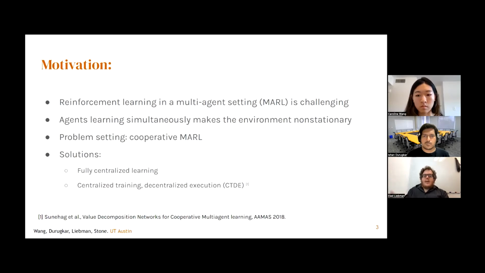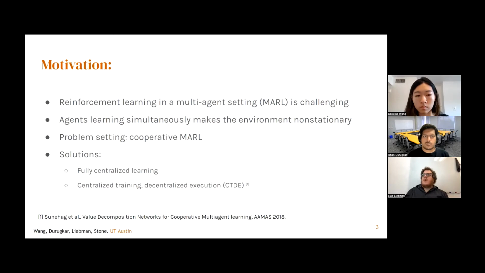We are considering a specific case of cooperative multi-agent reinforcement learning, rather than, say, competitive, where you have multiple agents competing with one another. We are considering a case where you have multiple agents which are trying to achieve a shared goal, or at least coordinated goals.